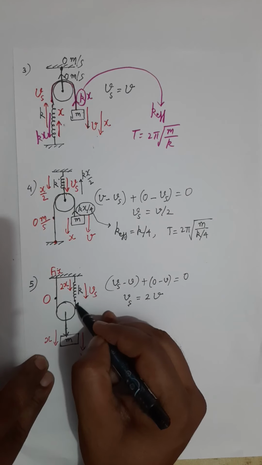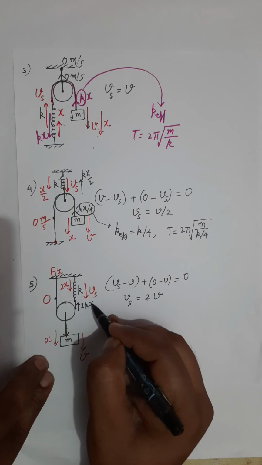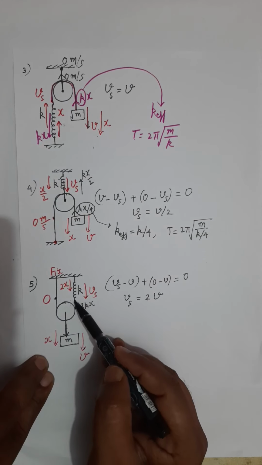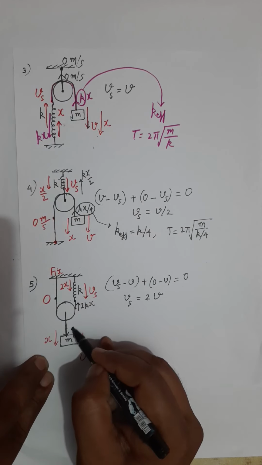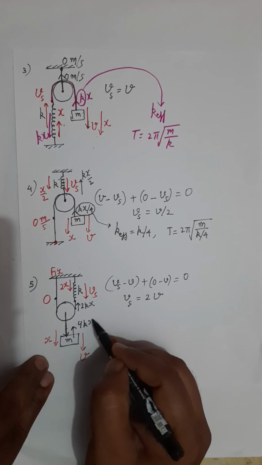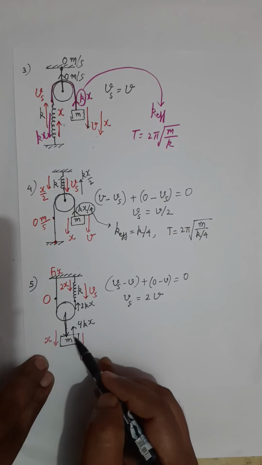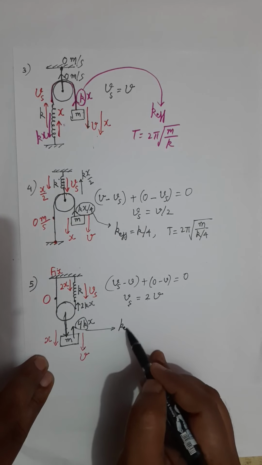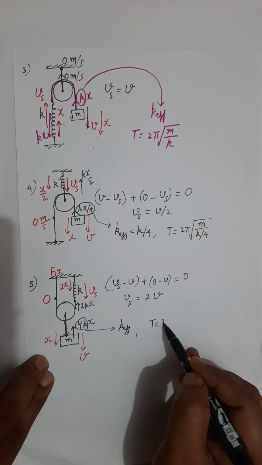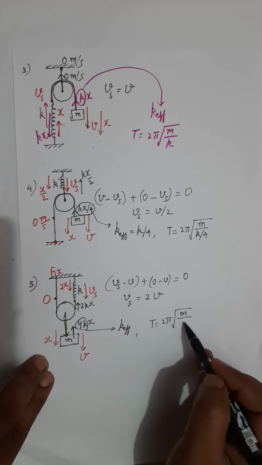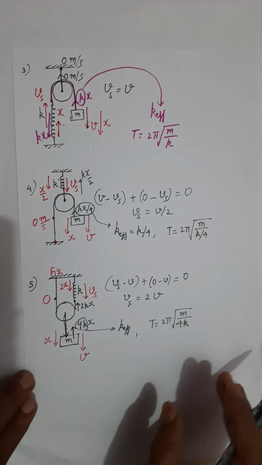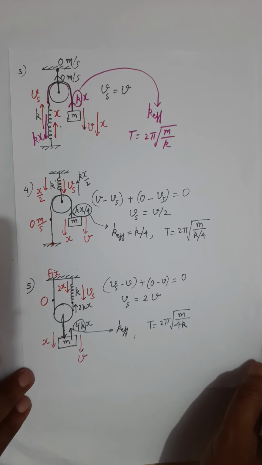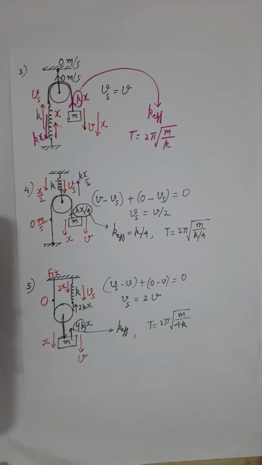the same concept, a force of 2kx will appear in this branch, and a force 2kx in this branch will give a force of 4kx here in this string. So if the block experiences 4kx force, then 4k will be k effective, and therefore time period will be 2 pi root of m by 4k. So this is how you can find the time period of a single spring and single block system in different types of orientation by the fast and objective approach.